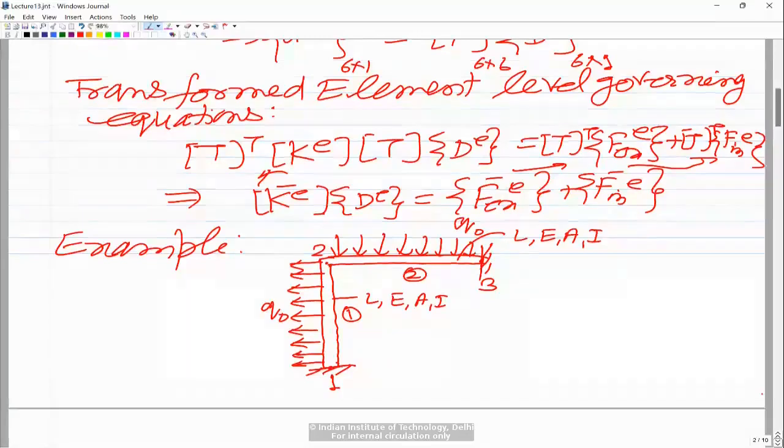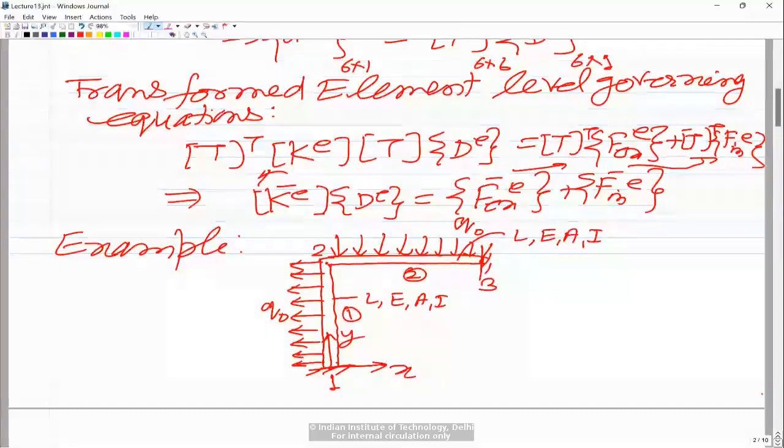So let us take this as the global x-axis, and this has the global y-axis. So these are the global coordinate axes x and y that we are going to keep the same for the entire problem. But the local coordinate system, the x-axis has to be along the length of the element.